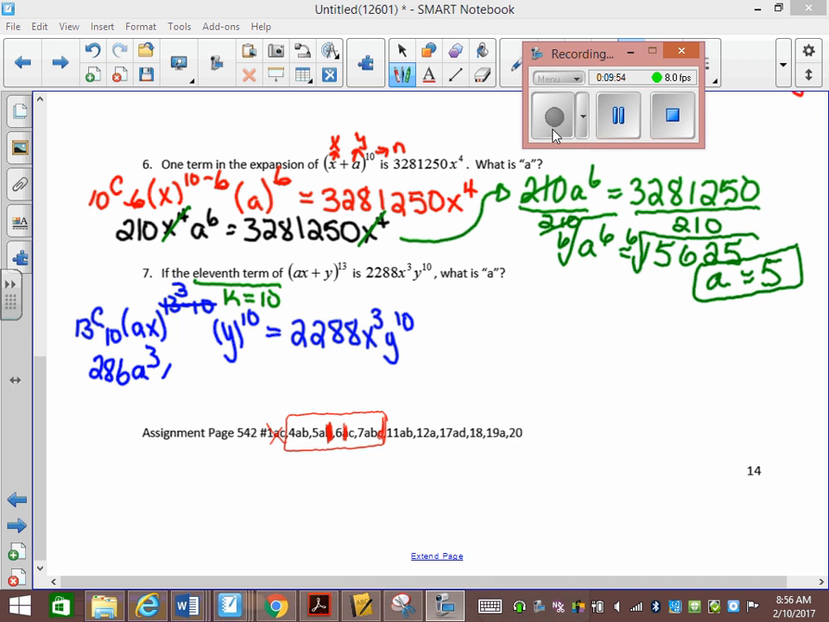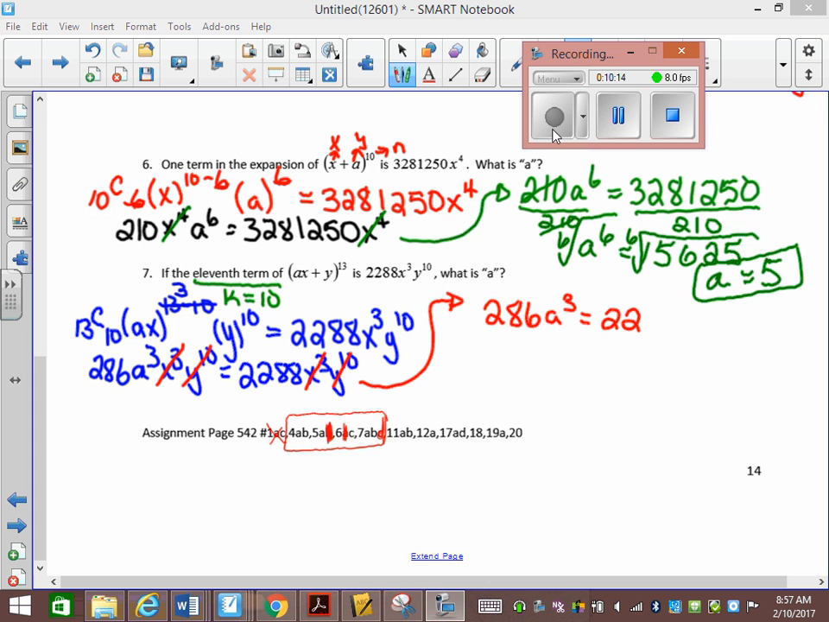So a to the 3, x to the 3, y to the 10 equals 2,288 x to the 3, y to the 10. x cubed and y to the 10 cancel. So I'm left with 286a cubed equals 2,288. Divide by the 286, and you get a cubed equals what? 8. Then you cube root it, and you get 2.